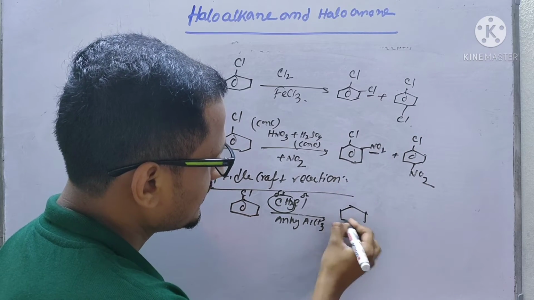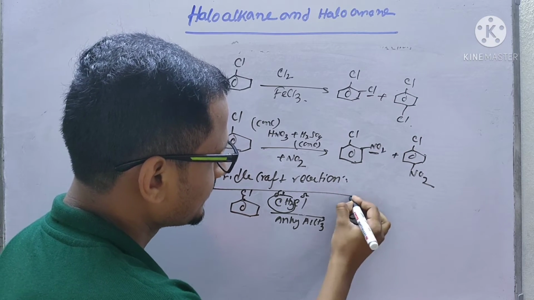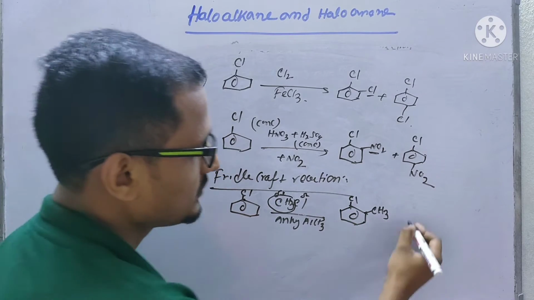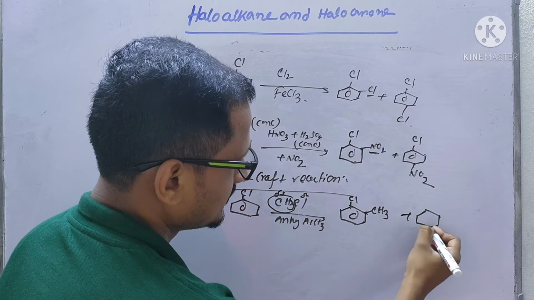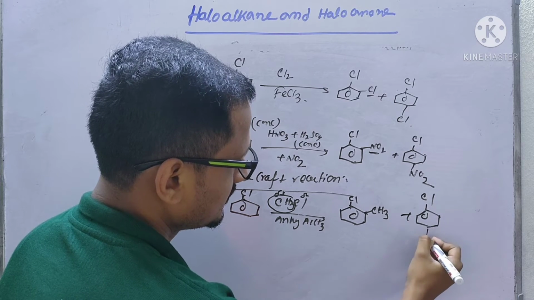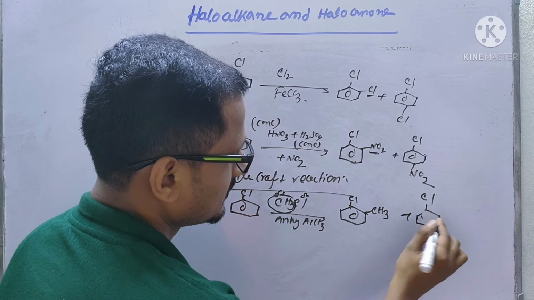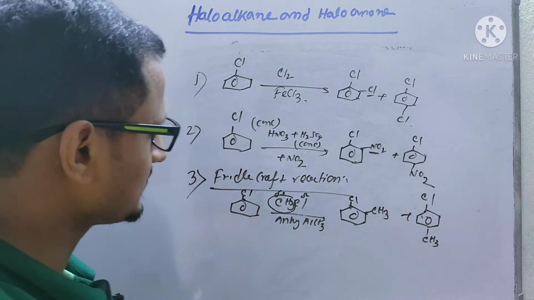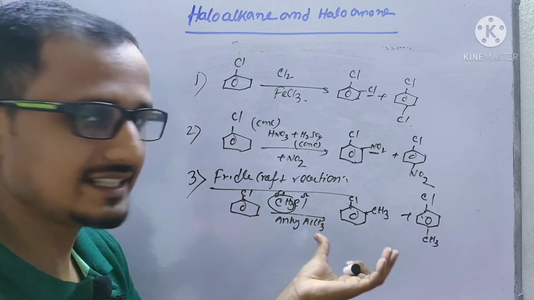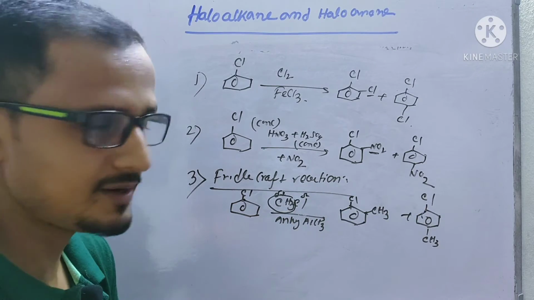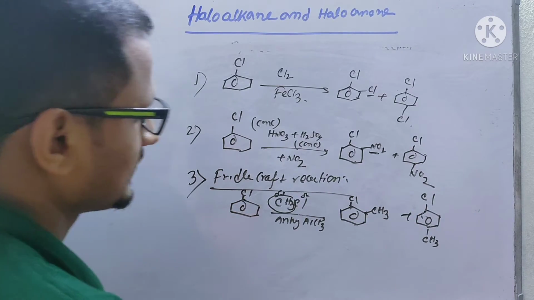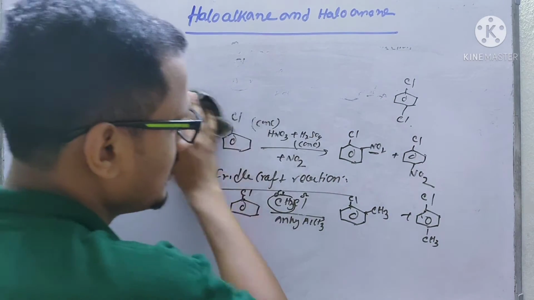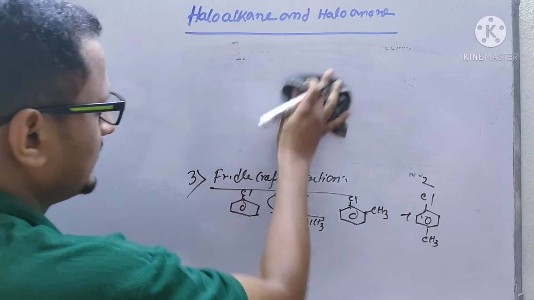So you will get simultaneously this one and this product. Understood? And this one is Friedel-Crafts alkylation, because the alkyl group we have substituted here. Similarly, this one is orthochlorotoluene, parachlorotoluene.